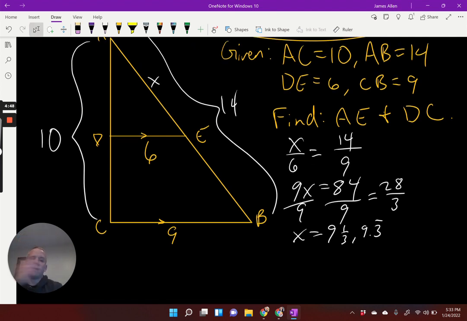All right. Now, let's see here. I also want to find DC. So I've got AE, 28 over 3. Let's say that's our final answer for that one. Improper fraction, my favorite. I hate mixed numbers, but if you wanted a mixed number, there you go.